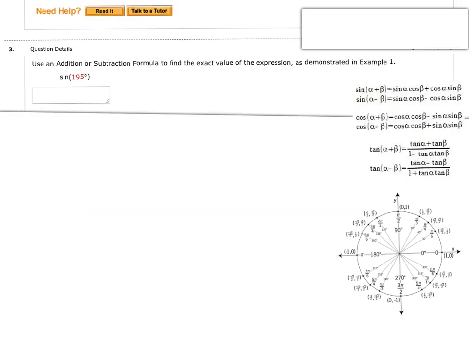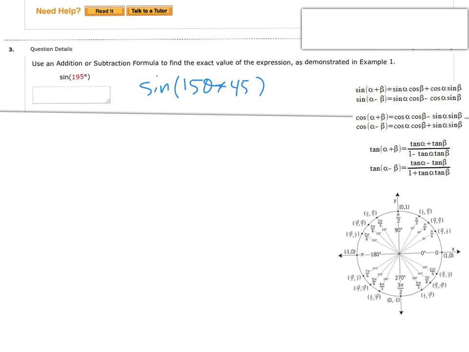All right, next up here we're going to do sine of 195. What we want to do is think about 2 angles on the unit circle that we know that we can use to split this up. I think I would probably use, let's see, what would I use? I guess we could do 150 plus 45. That would work. There's a lot of other combinations you could use, but I'm going to use 150 plus 45.